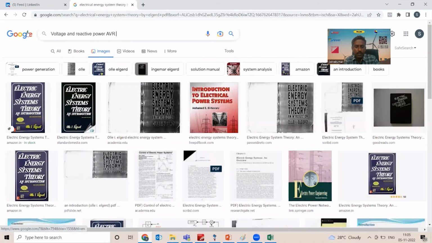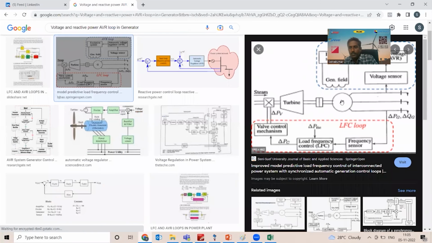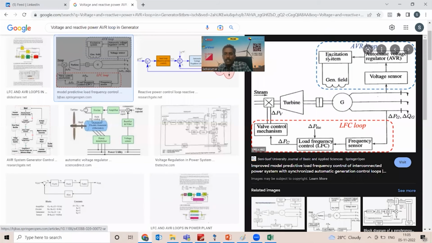Let's get some AVR loop in generator. Let's see whether we are getting some good images. Yeah, of course: generator, voltage sensor, automatic voltage regulator, excitation system, generator field. Generator field is basically a rotor, right? So here the voltage sensor obviously has a voltage transformer, and then that passes this information to the AVR.